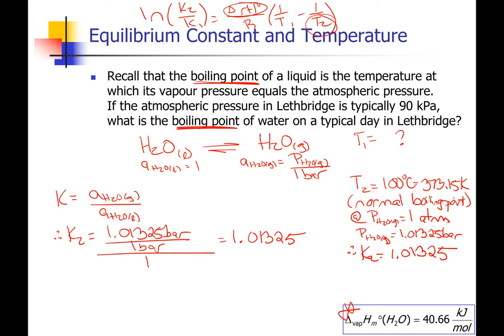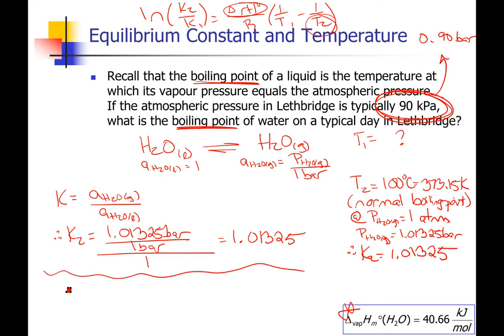What about K1? Well, for K1, we want the water to be boiling with an atmospheric pressure of 90 kilopascals. 90 kilopascals is 0.90 bars.